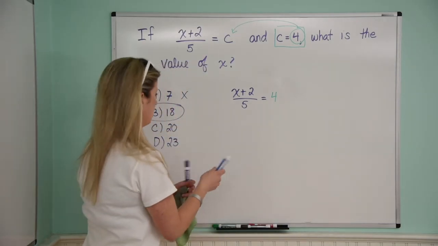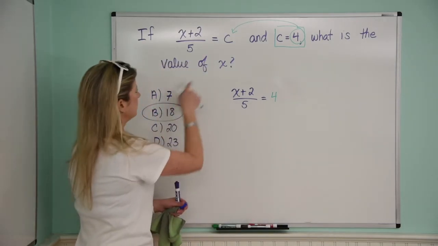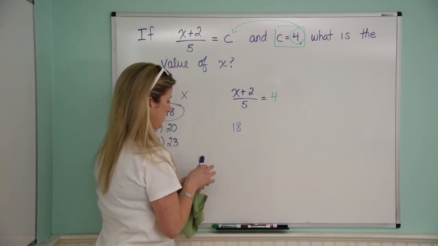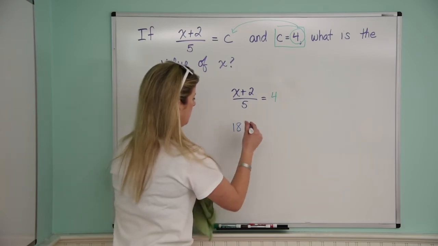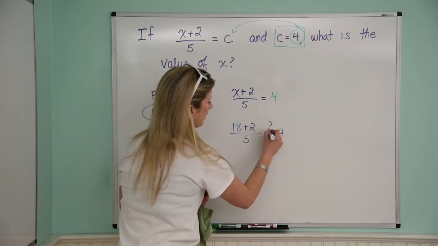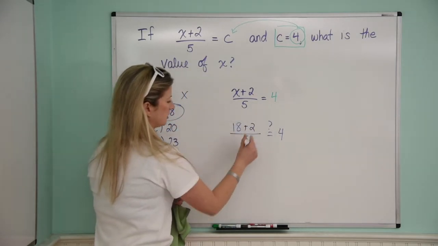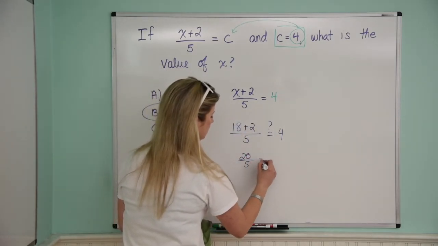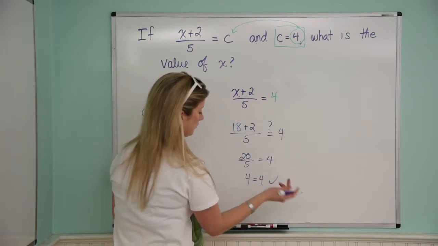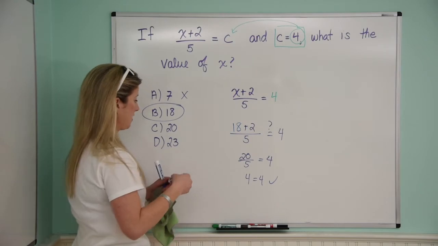All right, so we are looking at plugging in 18 for x, because remember these are possible values of x. So 18 plus 2, and then that quantity divided by 5, does that equal 4? Okay. So 18 plus 2 is 20, so 20 divided by 5, does that equal 4? And it does, 20 divided by 5 equals 4, so 4 equals 4, we're good. So that's the right answer, all right?